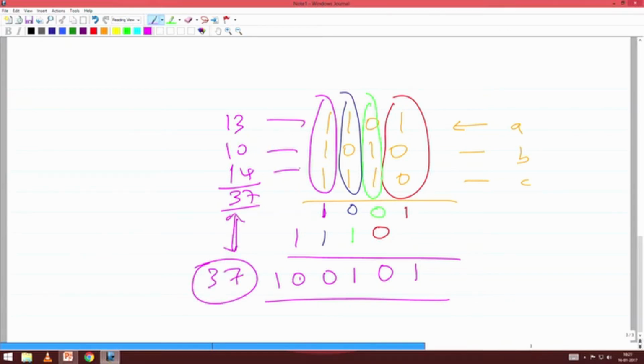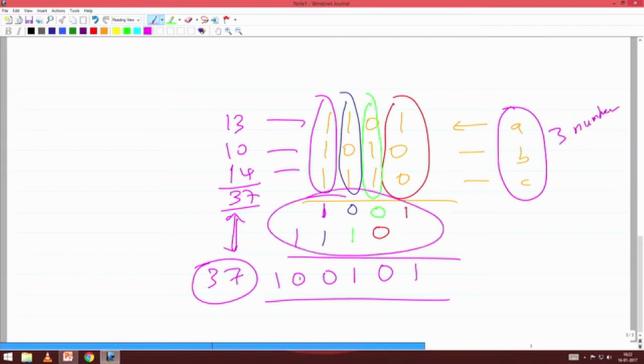Okay. So what did I do? I converted the problem of adding 3 numbers to the problem of adding 2 numbers, because I have an adder which can add only 2 numbers. Now what I have done, I have converted the problem of adding 3 numbers to the problem of adding 2 numbers.